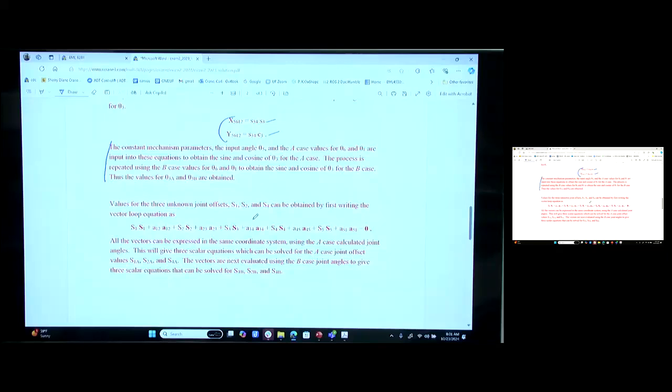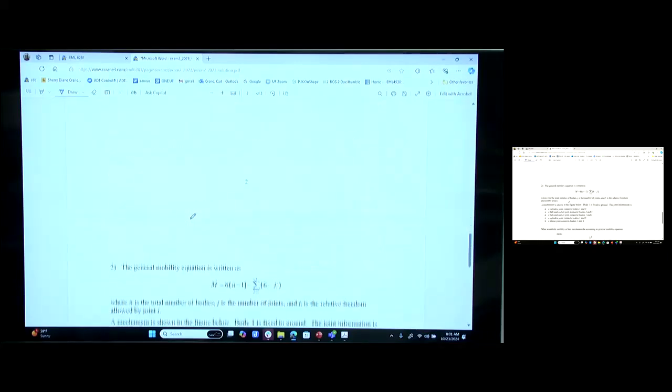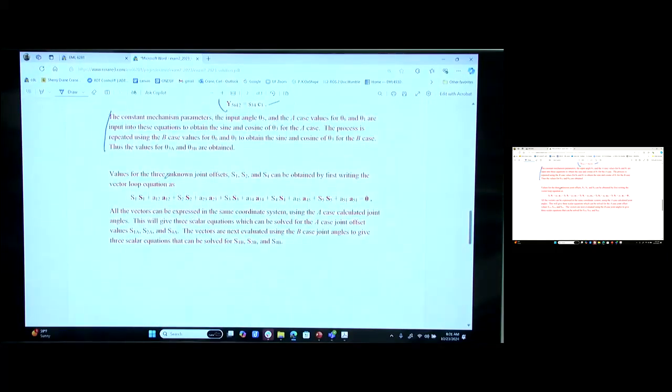And then to get those 3 offsets, I didn't write a ton here. I said, value for the 3 unknown offsets, I'm going to take this vector loop equation. All the vectors can be expressed in the same coordinate system using the A case calculated joint angles. This will give 3 scalar equations solved for the A case offsets, S1A, S2, and S4. Then the vectors are next evaluated.